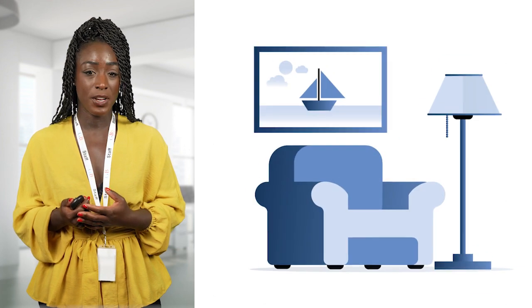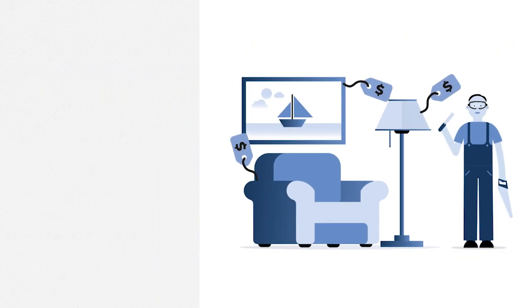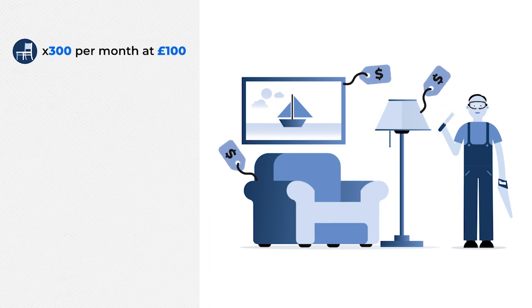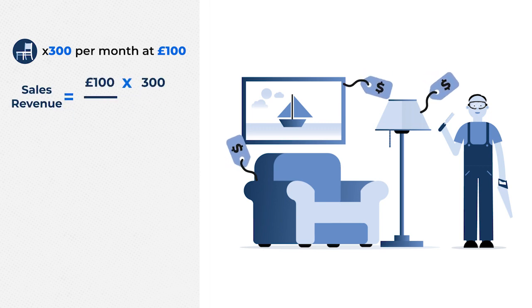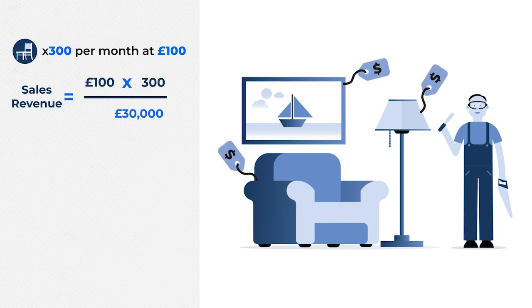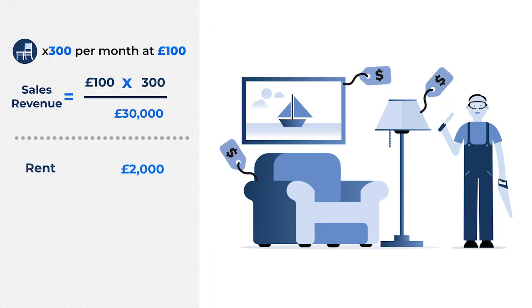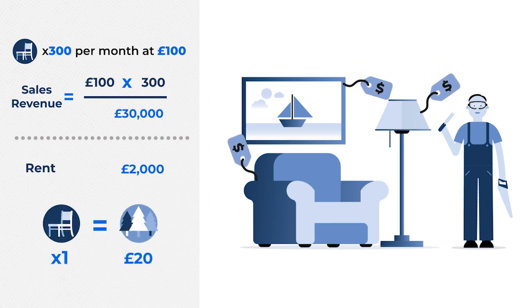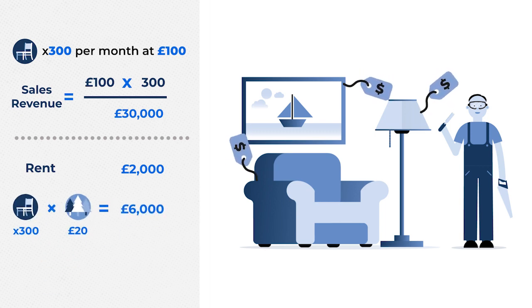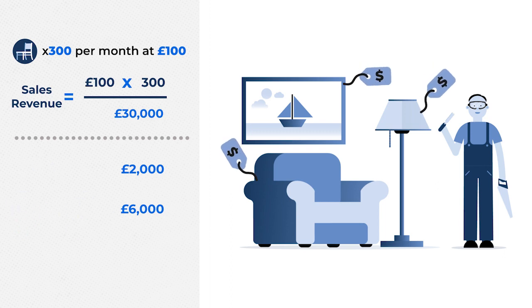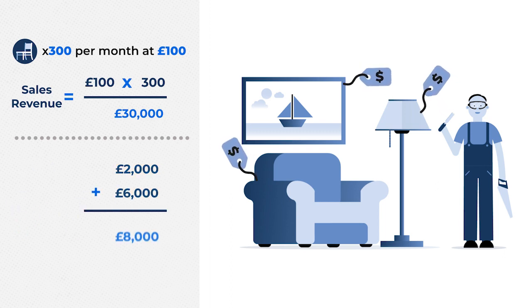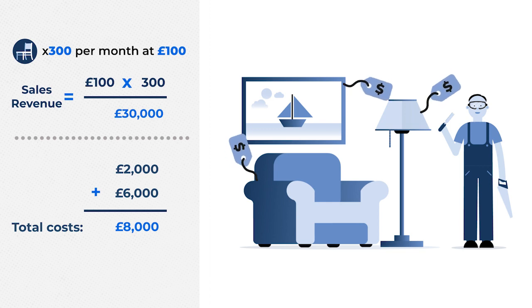Let us return to our furniture store. We estimated that they would sell 300 chairs a month at £100 per chair, which gives us £30,000 of revenue in a month. But what about costs? We also said that they paid £2,000 in rent each month. Let us also say that it cost the business £20 in raw materials per chair. 300 chairs a month at raw materials cost of £20 per chair brings us to £6,000 a month. £6,000 plus £2,000 in rent brings our total costs to £8,000.